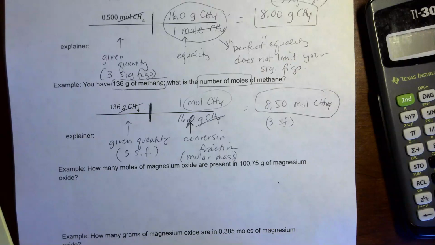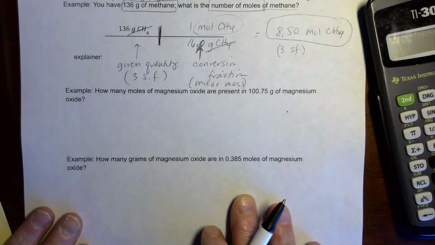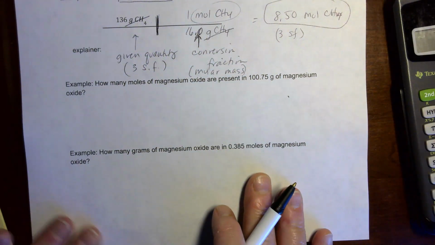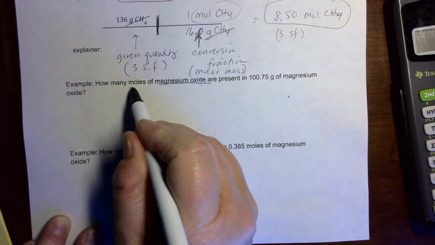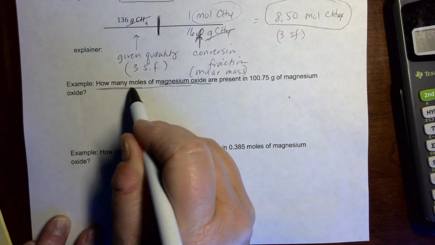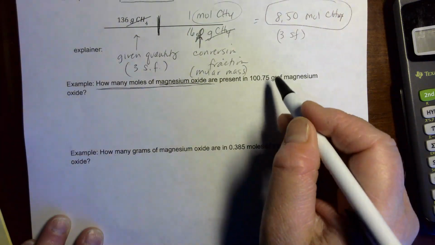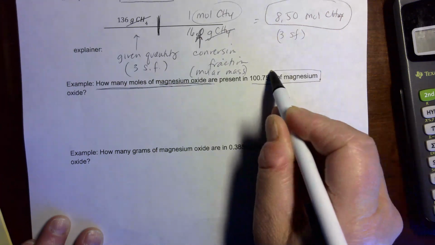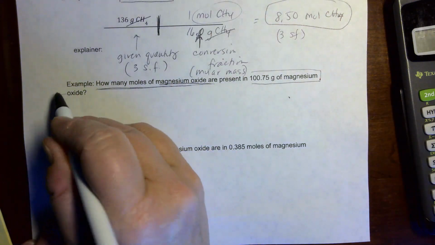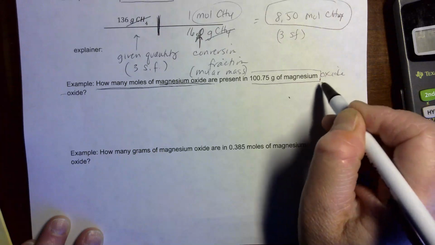And the only unit that did not cancel is moles of CH4. All right, let's take a look at a new substance. Now we're looking at magnesium oxide. How many moles? That's what we're trying to figure out. How many moles of magnesium oxide are present in this mass? 100.75 grams of magnesium oxide. I'm going to put that there because that looks like it got chopped off.